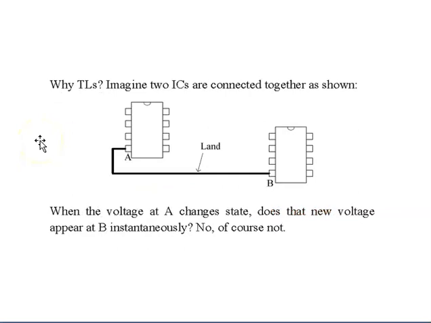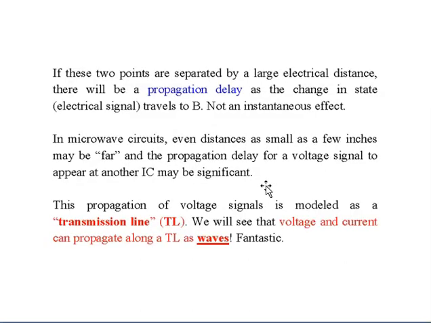So why transmission line? Imagine two ICs that are connected as shown in the figure. So you have A and also B. When the voltage at A changes state, the new voltage at B would not appear instantaneously, because these two points are separated by a large electrical distance. So when it is separated far away, there will be a propagation delay. So that's why it wouldn't be an instantaneous effect.